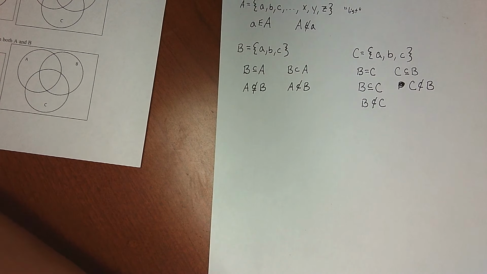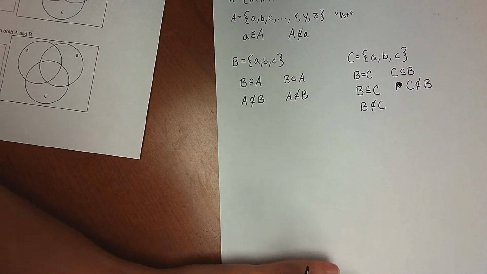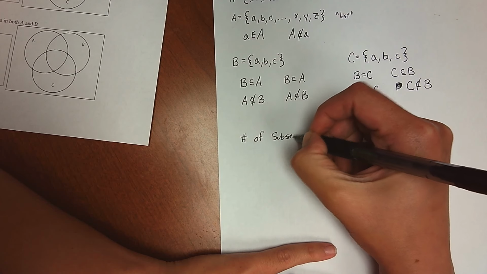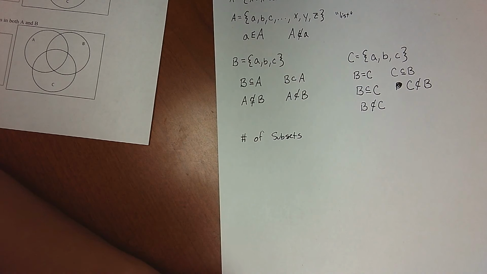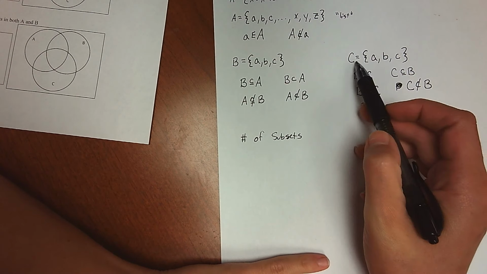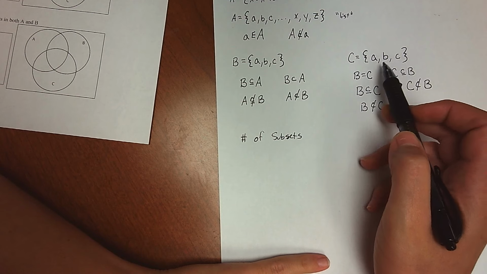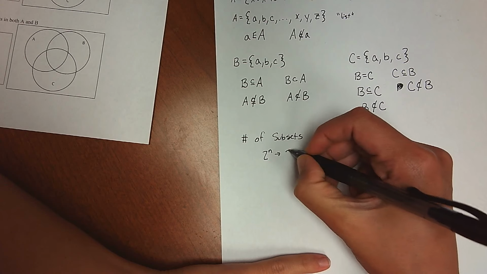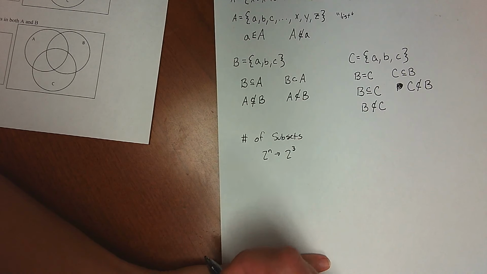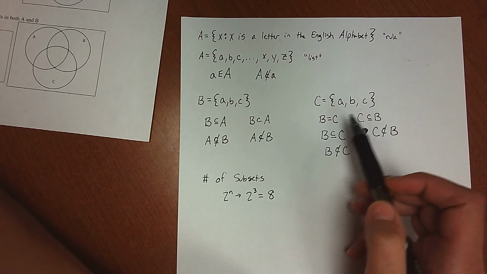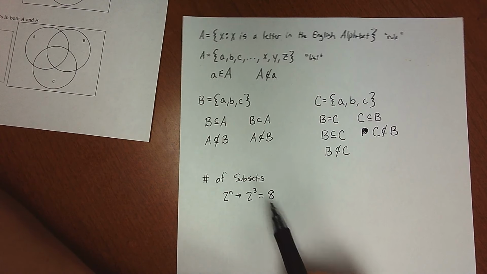All right, let's move on and talk about the number of subsets. In the notes it says a set of n distinct elements has 2 to the nth subsets. Let's use set C right here. C has 3 elements. So 2 to the third, since it has 3 elements, means that this set, ABC, has 8 subsets.